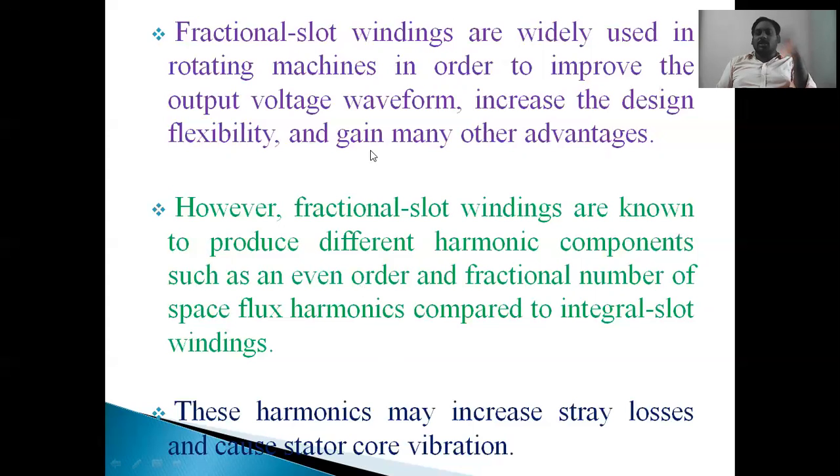These are about fractional slot windings and integral slot windings. If we are using these types of windings, what happens here is the formation of pitches. There is a pitch between pole to pole, and there is a pitch between the two coil sides of a coil.